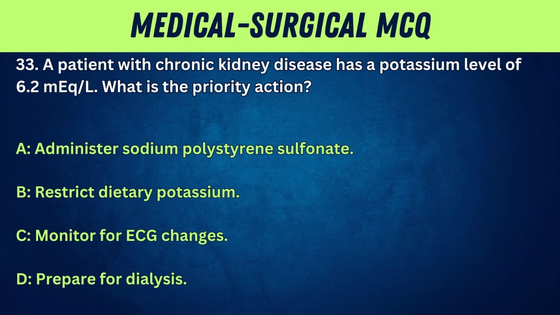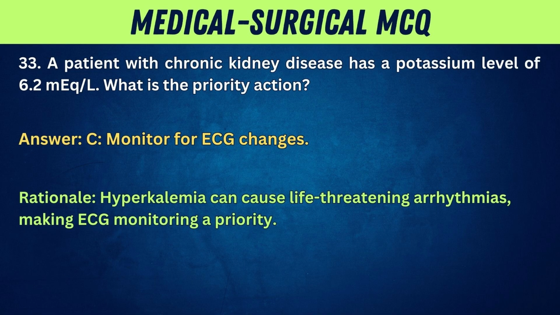33. A patient with chronic kidney disease has a potassium level of 6.2 mEq/L. What is the priority action? A. Administer sodium polystyrene sulfonate. B. Restrict dietary potassium. C. Monitor for ECG changes. D. Prepare for dialysis. Answer: C. Monitor for ECG changes. Rationale: Hyperkalemia can cause life-threatening arrhythmias, making ECG monitoring a priority.